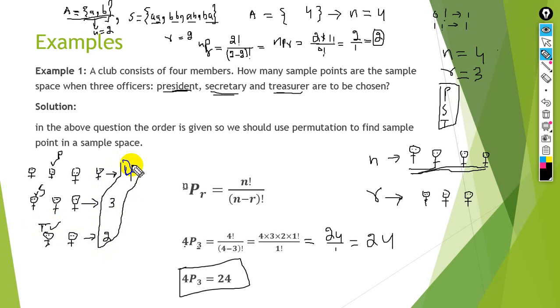So now multiplied these, you will get the permutation. 4 multiplied by 3 is equal to 12, multiplied by 2 is equal to 24. So you can also find the permutation by using this method, and you can also find it by using this formula.